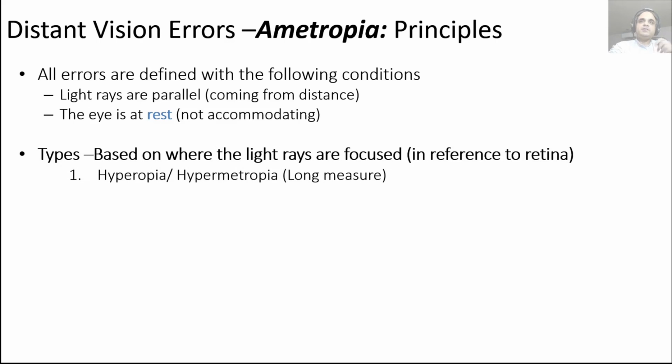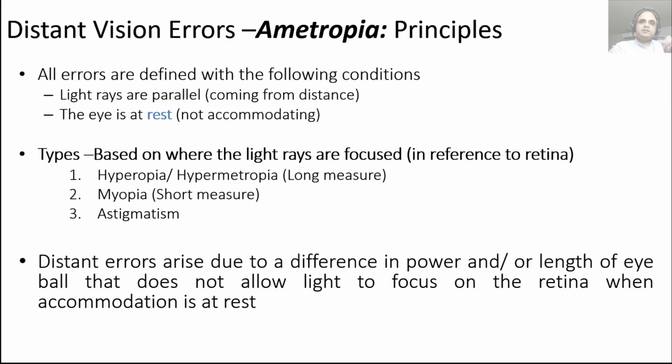The refractive errors are defined on the basis of where light rays are focused in reference to the retina. If they are focused behind the retina, it is called hyperopia or hypermetropia, which means long measure. If they are focused in front of the retina, it is called myopia, which is short measure. And if they form an astigmatic focus, it is known as astigmatism. What's an astigmatic focus? We'll get to that in a bit. And the distant refractive errors or ametropic errors arise because of a difference in power and or the length of the eyeball that does not allow the light to focus on the retina without the use of accommodation.